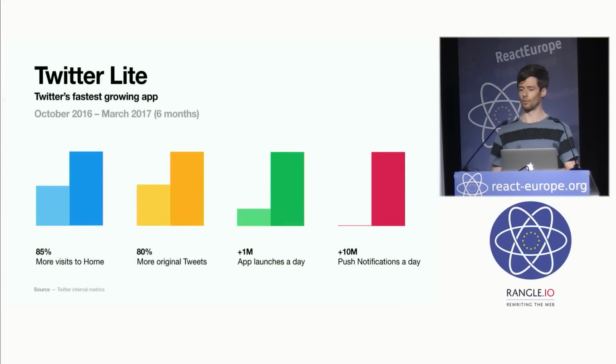Twitter Lite has also driven huge increases in engagement compared to our previous mobile website, and in just the last 6 months of improvements we've made to Twitter Lite itself, we've seen an 85% increase in visits to the home timeline, an 80% increase in original tweets sent from the app, over 1 million app launches a day from the home screen, and just 1 month after launching push notifications, we're sending over 10 million pushes a day.